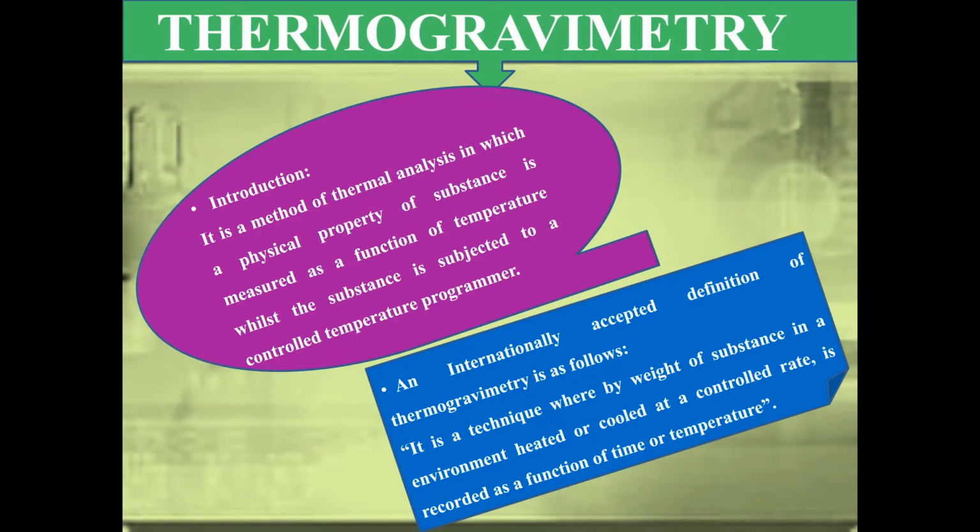Thermogravimetry. Introduction. It's the method of thermal analysis in which a physical property of the substance is measured as a function of temperature, whilst the substance is subjected to a controlled temperature program. An internationally accepted definition of thermogravimetry is as follows. It is a technique whereby weight of the substance in an environment heated or cooled at a controlled rate is recorded as a function of time or temperature.